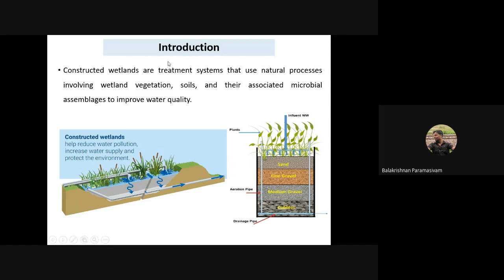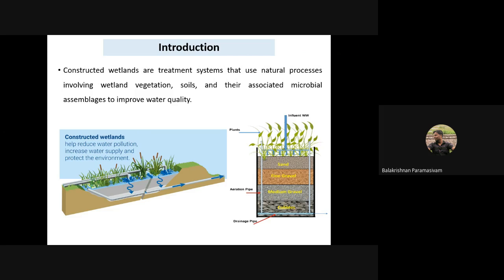Okay, so constructed wetlands are treatment systems that use a natural process. It's wetland vegetation. The definition of wetland is that the water will always stand at between 0.3 to 0.5 meter depth. Throughout the season, throughout the year, the water will be stagnant at a depth of 0.3 to 0.5 meter. If water in an area is stagnant like that, we call it a wetland.